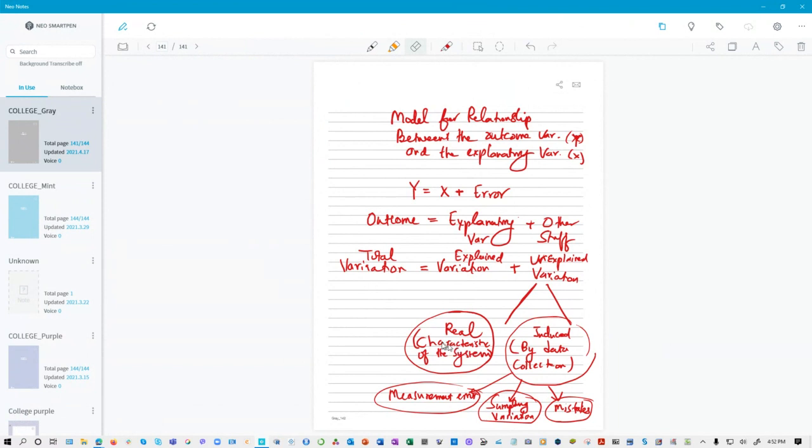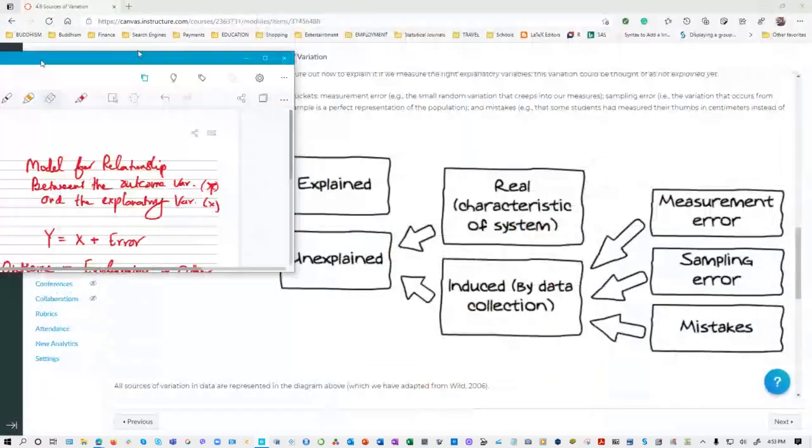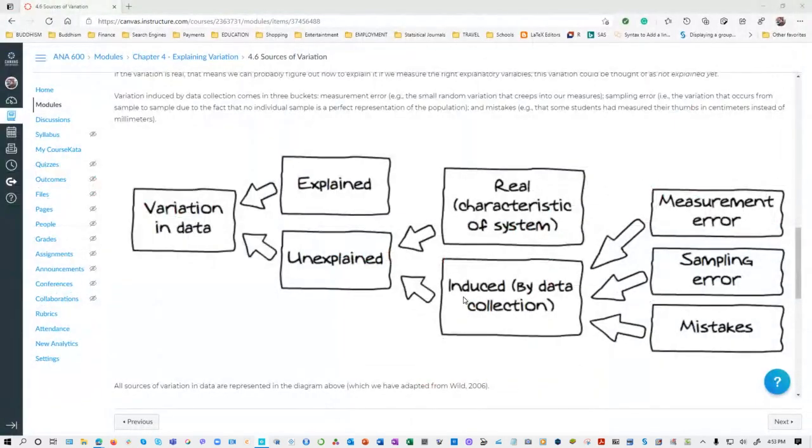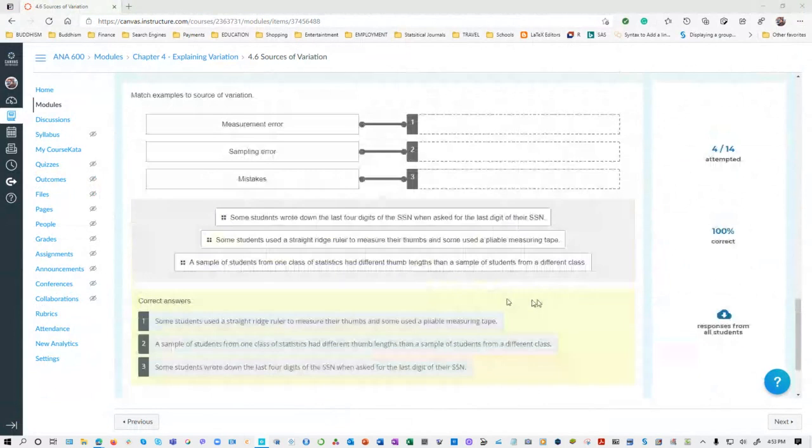This is due to the system, some mistakes. The induced one: when you collect data, there might be measurement error. When you measure something, you measure wrongly, plus you enter data mistakenly as well. And on the other hand, sample variation: from sample to sample, you're not going to have the same values, different values. Due to that, you're going to have that kind of unexplained variation. That's why they're over here.